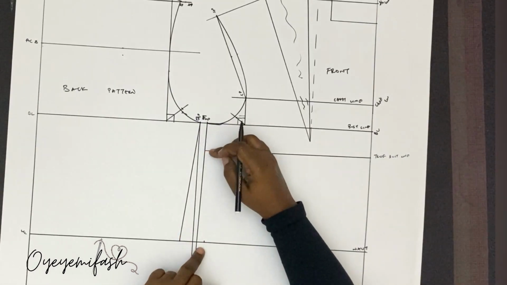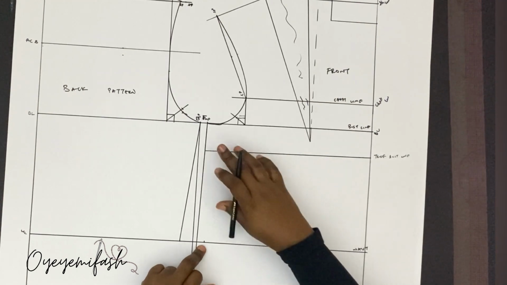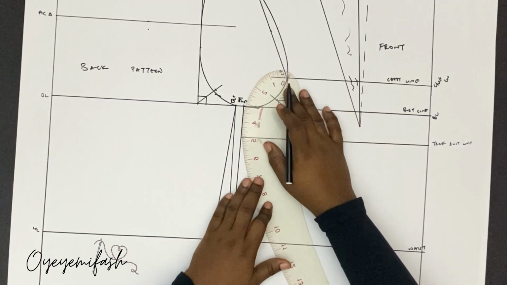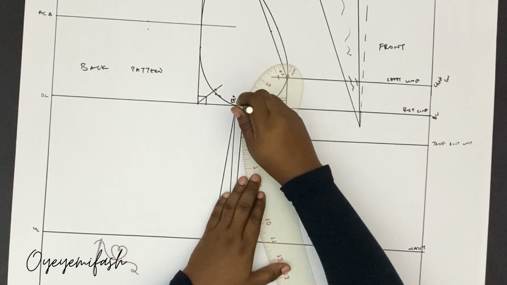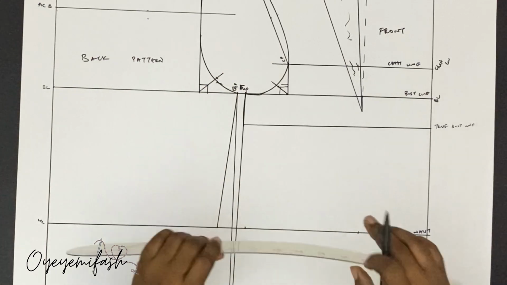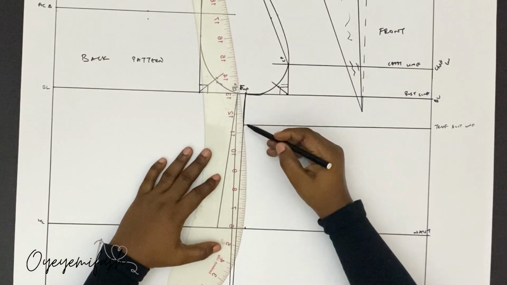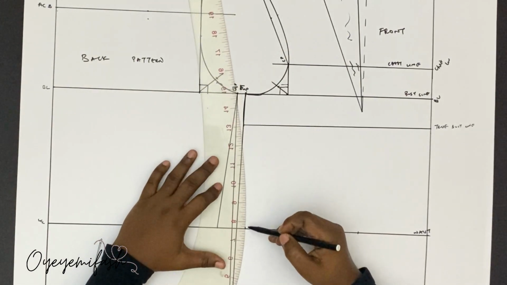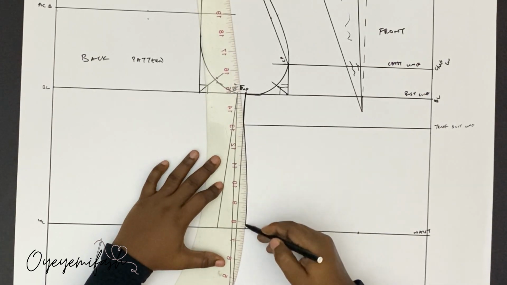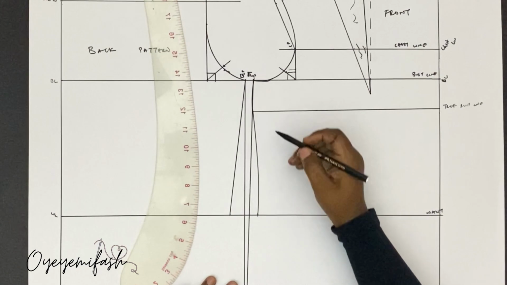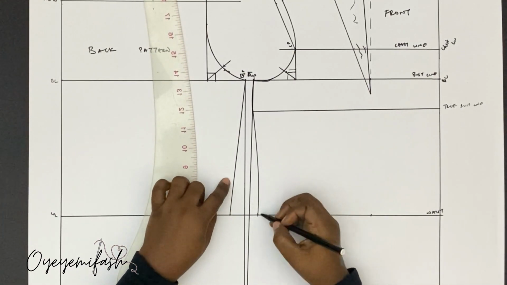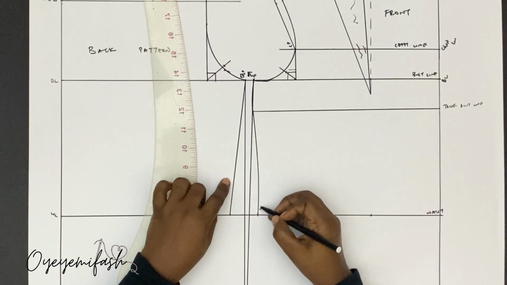To rule the shaped underarm seam on the front pattern, we'll connect the back UP to this point using a curve, and then from this point here, I'll connect it to the waist point on the front pattern. So this is my shaped underarm seam for the front pattern and the back pattern. So you label this as WP.